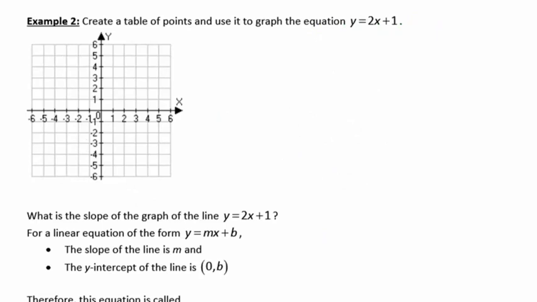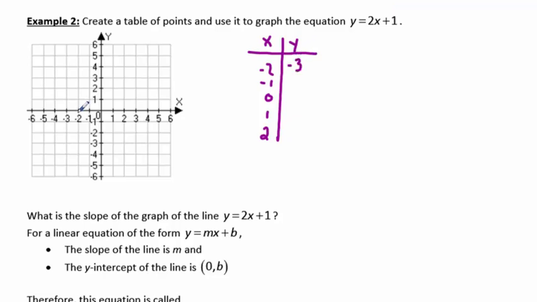In example 2, we want to create a table of points and use it to graph the equation y equals 2x plus 1. So we're going to start our table by picking a couple negative x values and a couple positive x values. If I choose -2 for x, the y value will be 2 times -2 is -4 plus 1 is -3.